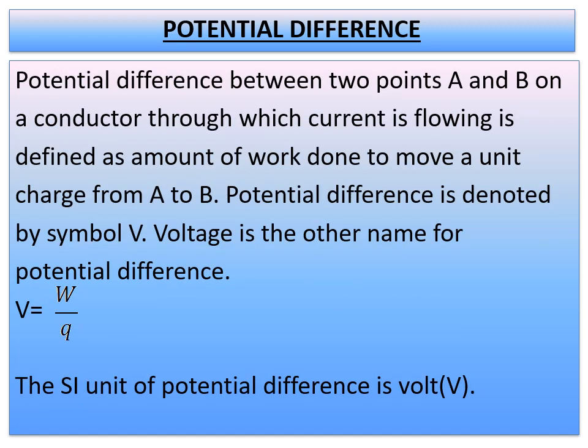So you can remember the definition of potential difference like this. We can call it electric potential difference also. The potential difference between 2 points A and B on a conductor through which a current is flowing is defined as the amount of work done to move a unit charge from A to B. One more point is the potential difference is denoted by the symbol V. Voltage is the other name of potential difference also. I hope you have understood up to here.